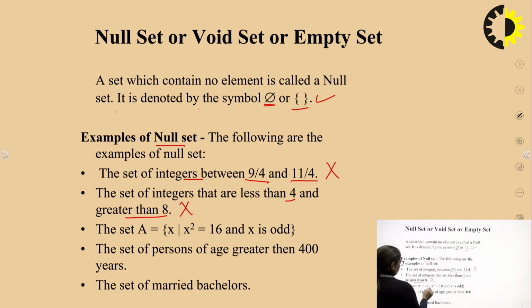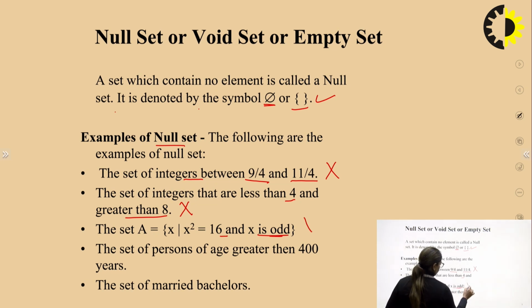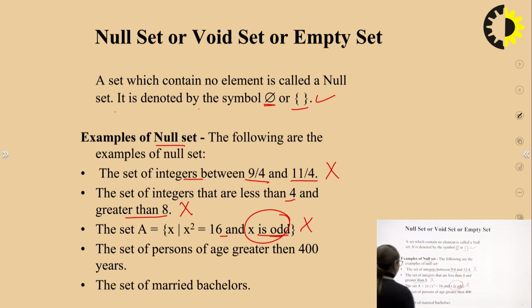The set A = {x : x² = 16 and x is odd}. When we are squaring something and we are getting 16, that means x is equal to +4 or -4, right? So it cannot be odd anytime. So this is also not true, and that means there will be no element in the set.